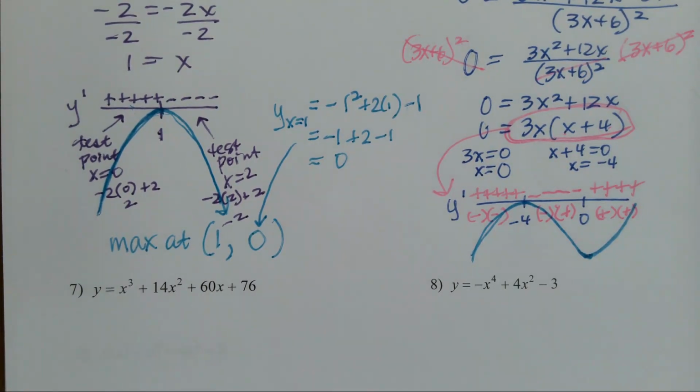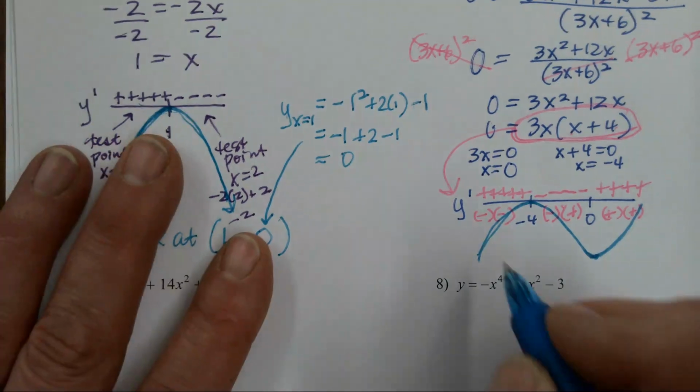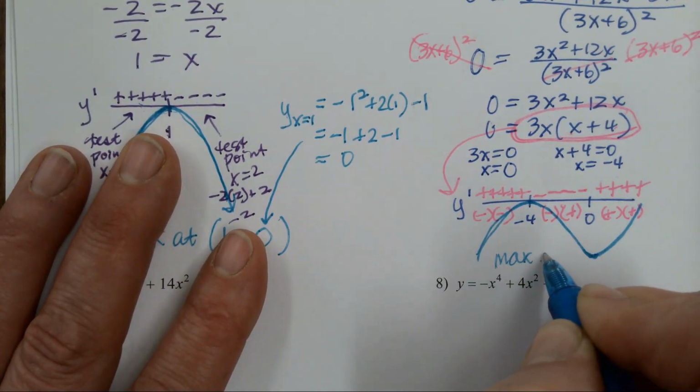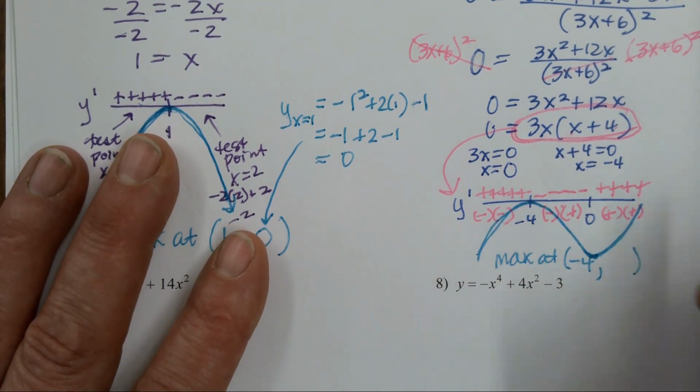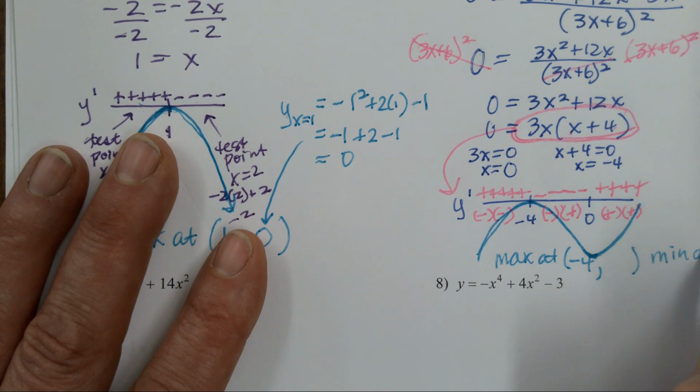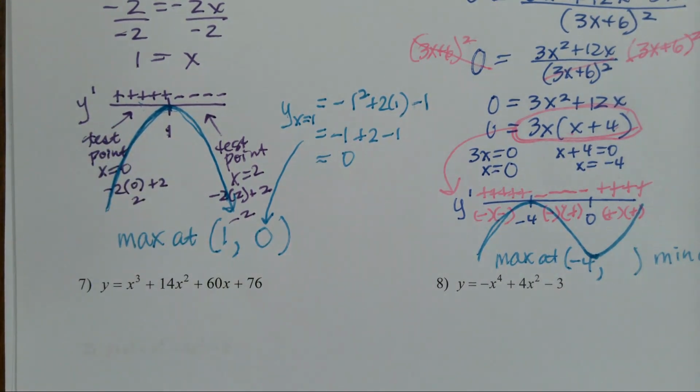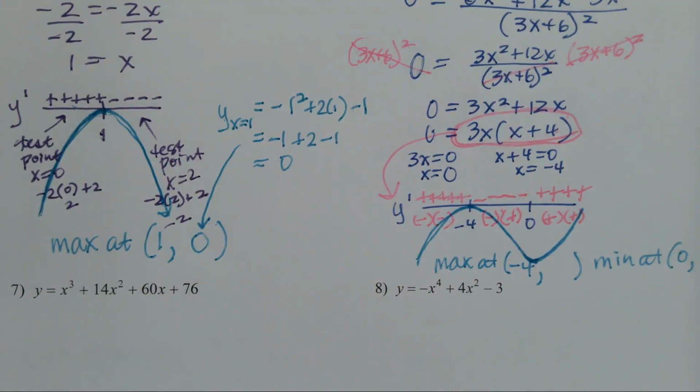When I visually look at increasing to decreasing, I find a max. If I'm rising and then dropping, that's a high point. If I'm dropping and then rising, that's a low point. So I say that I have a max at -4 comma something and a min at 0 comma something. How do I find those somethings?